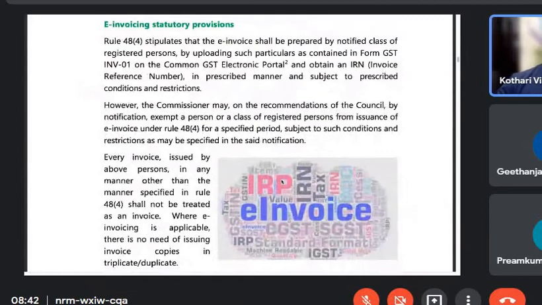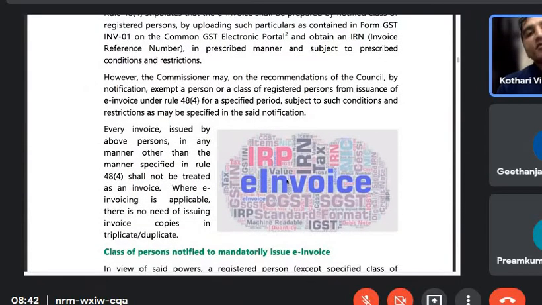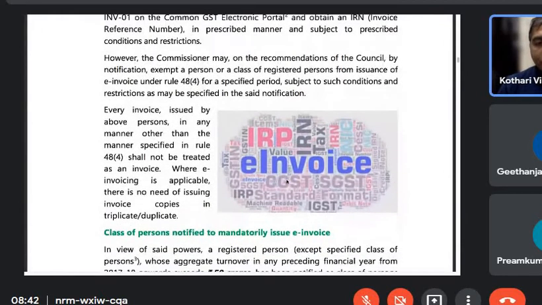So who should generate this e-invoice? All those persons whose aggregate turnover is more than 50 crores. However, there may be a certain category of exempt persons which the government will notify.